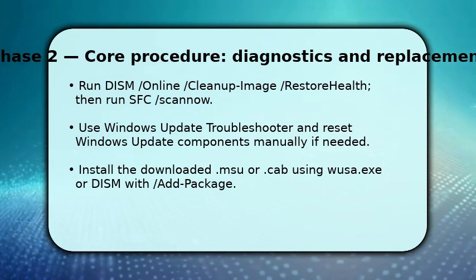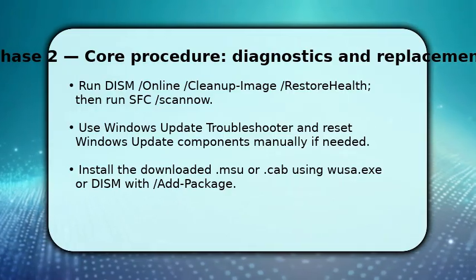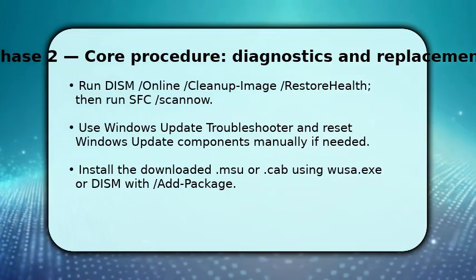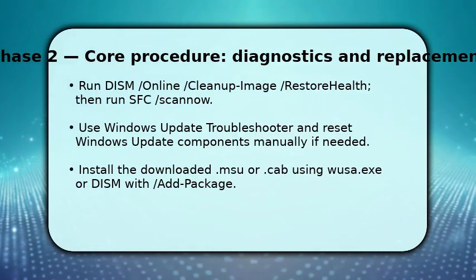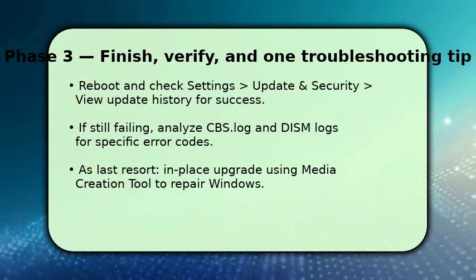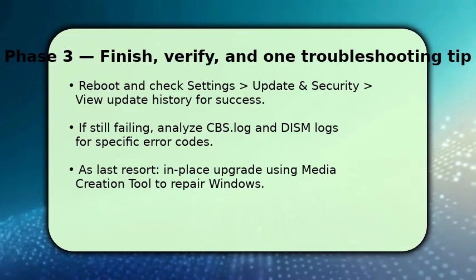Finally, install the downloaded MSU or CAB using WUSA.exe or DISM with add package. Doing it offline avoids Windows Update server conflicts. After installation, reboot and verify success in Update and Security, View Update history. This confirms the security update applied.